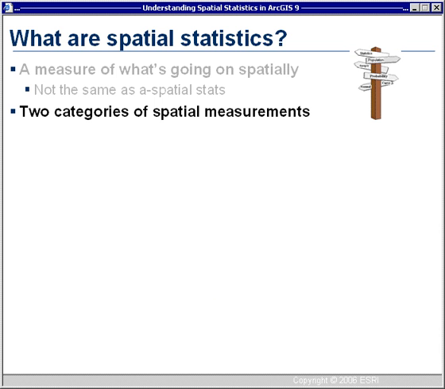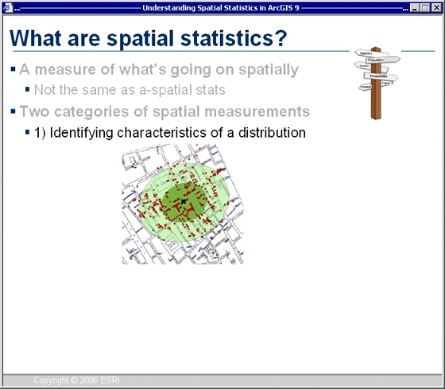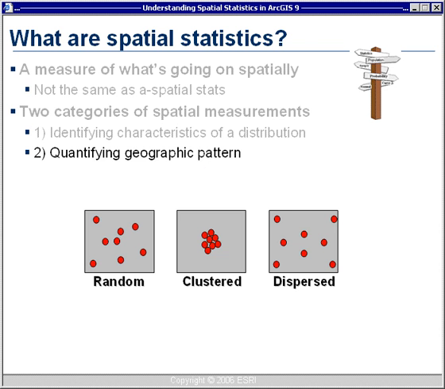Today we will focus on a particular type of spatial statistics, often referred to as pattern analysis. The tools I'll be describing fall into two broad categories. The first category is descriptive in nature. These tools quantify or identify characteristics of features. They answer questions like, where is the center? Or, how are features distributed around the center? The second category is more concerned with describing spatial pattern. With these stats, we are able to determine if our features are random, clustered, or evenly dispersed across the study area.